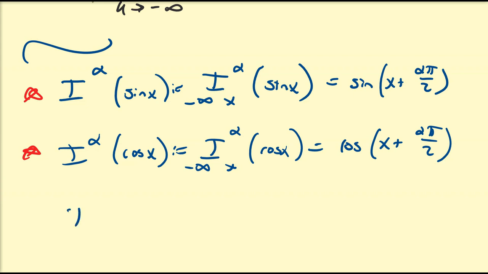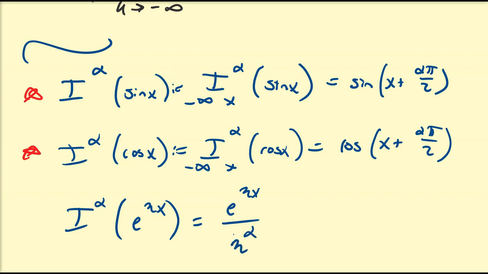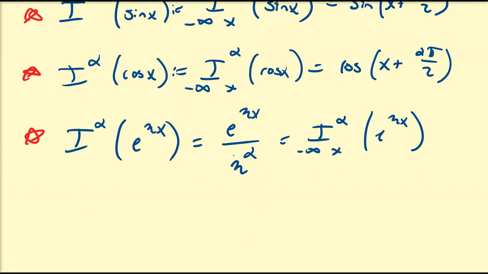Now, of course, this adds things to the list. For example, we've already proven this relationship. This was equal to e to the eta x over eta to the power of alpha. And remember, this was also the integral from minus infinity to x of order alpha of e to the eta x. So that made sense. So now here's an interesting question.